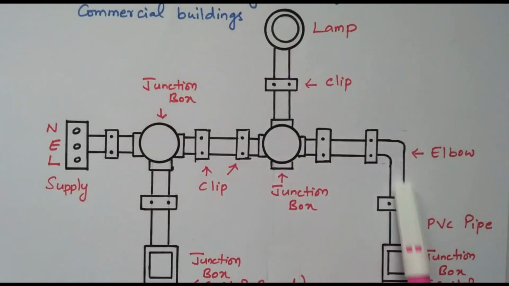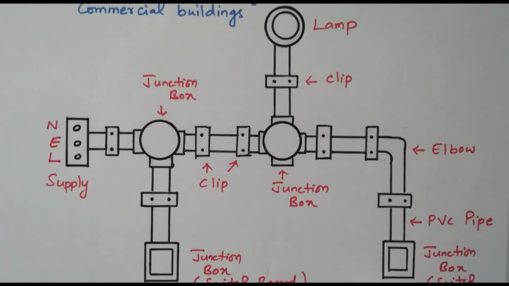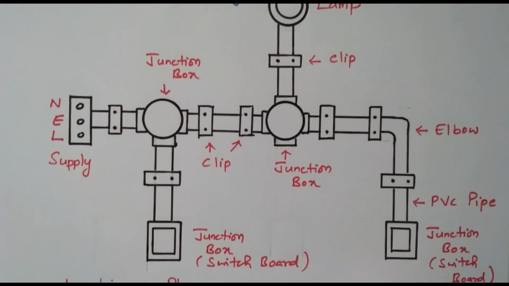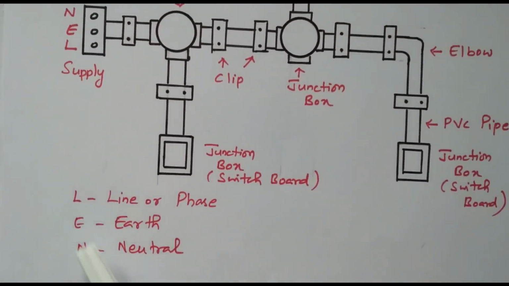Here another three clips are available. Here only an elbow is available, in order to make the bend. This is another switch box. So in this we can control the lamp by using the switches. So it is a switch. L refers to line or phase, E refers to the earth, N refers to the neutral. This type of wiring is what we are using now.